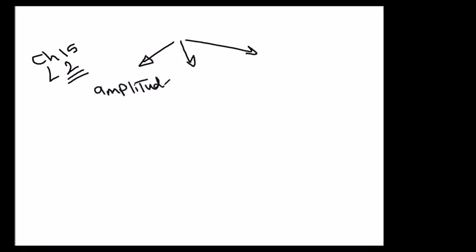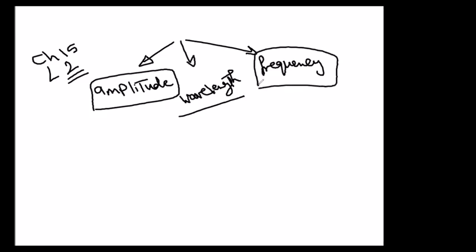In chapter 15, lesson 2, it's talking about the wave properties. Again, the wave properties, guys. We have 3 vocabularies to learn: amplitude, wavelength, and frequency. Again, we have 3 wave properties: amplitude, wavelength, and frequency.